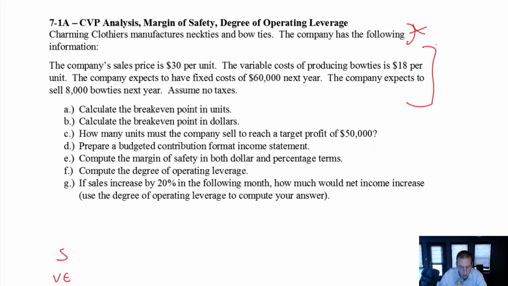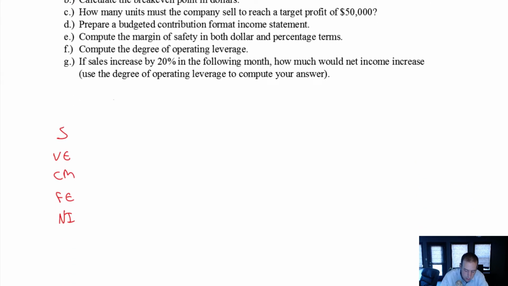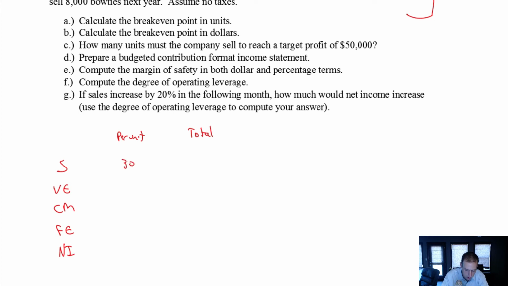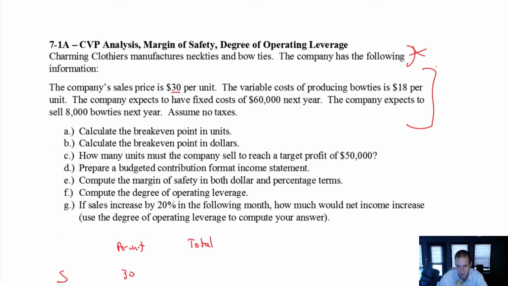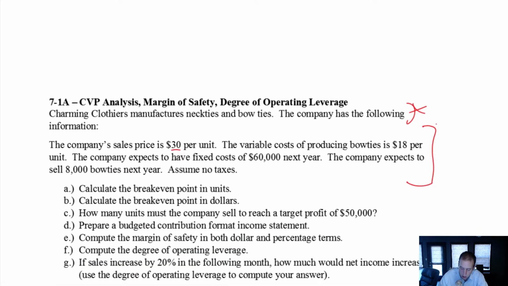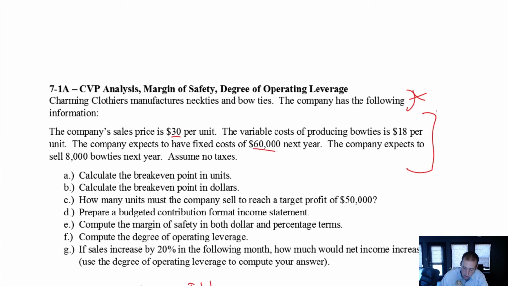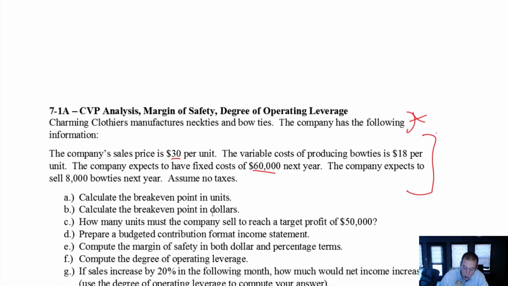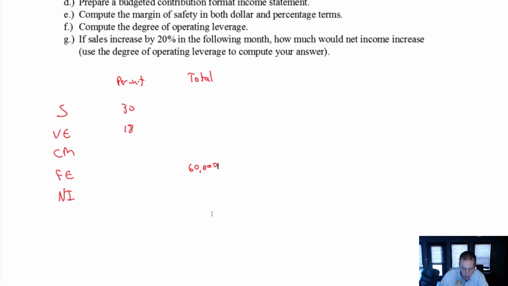Okay. So let's fill in the information we have. And we're going to be given both information that's per unit and in total. So let's do what we can with that information. So the sales price, $30 a unit. So my S is $30 per unit. Again, there's a question here that I haven't even read, but I'm just going to fill in what information I can. Variable expenses of producing bow ties, $18 a unit. Company expects to have fixed cost of $60,000 next year. So fixed expenses, it's not $60,000 a unit, it's just $60,000.